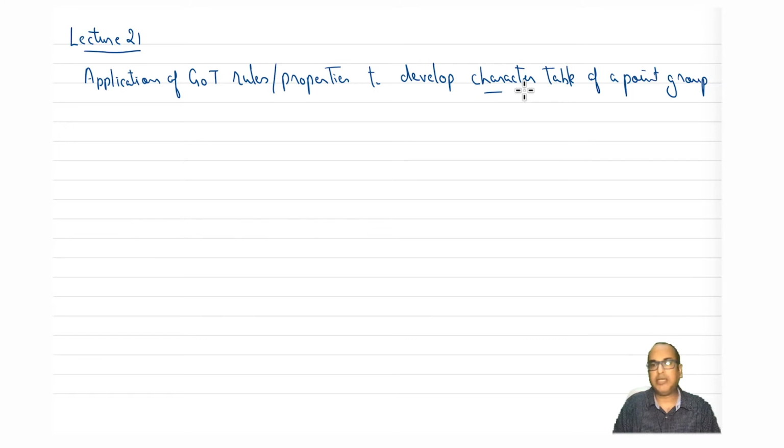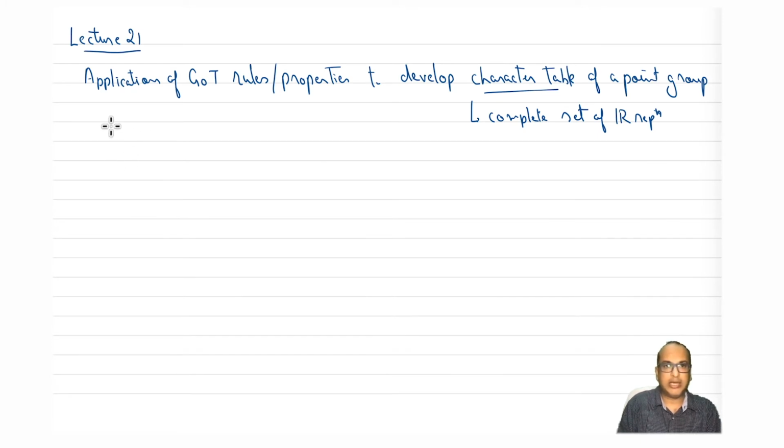So at this point, I will mention that the character table is a complete set of irreducible representations of that particular point group, and then many more things we'll deal with, what all a character table includes, but the basic thing is that it should have the complete set of IR representations. So now let us see by taking an example how to use this great orthogonality theorem rules to actually develop all the IR representations without doing any symmetry transformations, or symmetry operations.